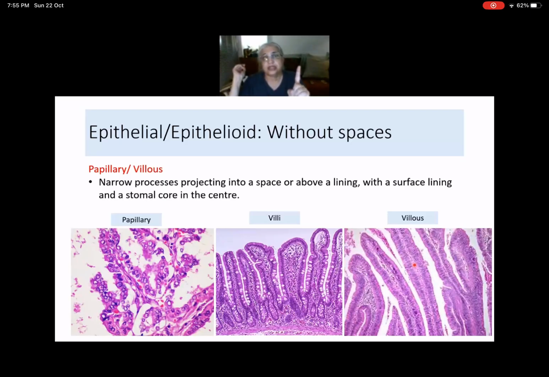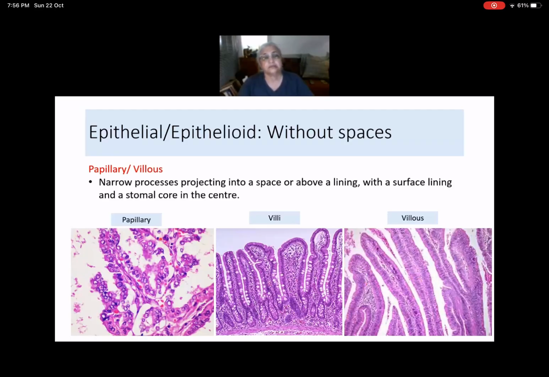Okay, here we are. Somebody was asking about papillary. What is a papilla or a villus? Both have more or less the same definition. Narrow processes projecting into a space or above a lining. Okay, it can be projecting above a lining, or it can project into a space. It should have a core in the center. A villus has a core. Here is the villus. This is the normal villi of the small intestine. They have a core of tissue, and there is an epithelium that is on the surface of that core.